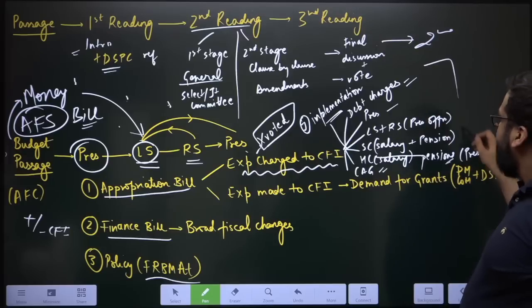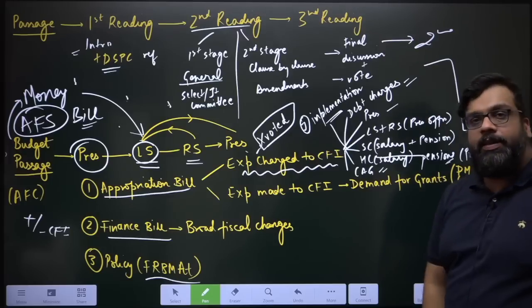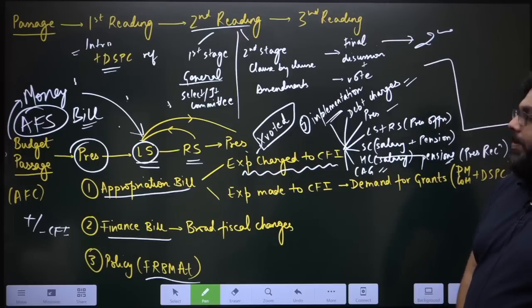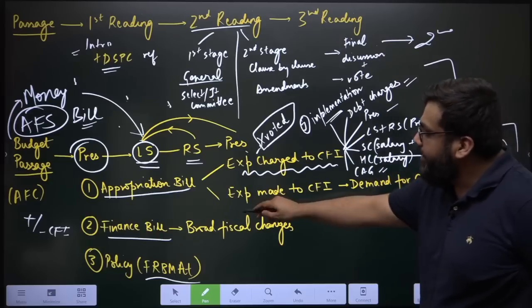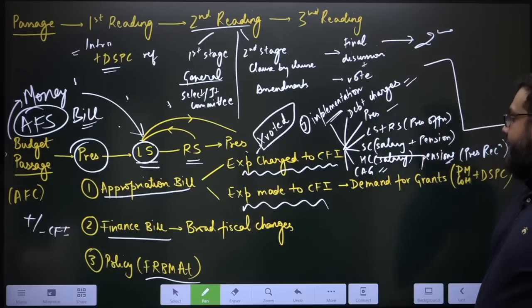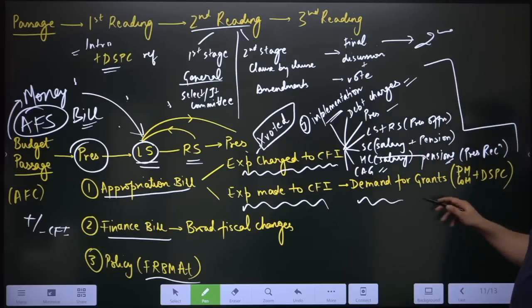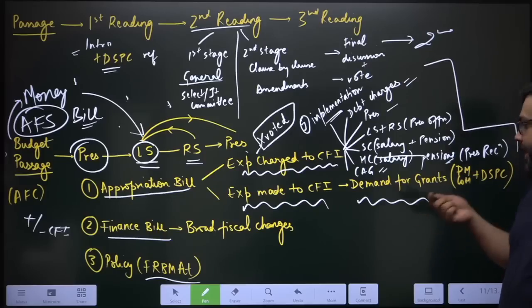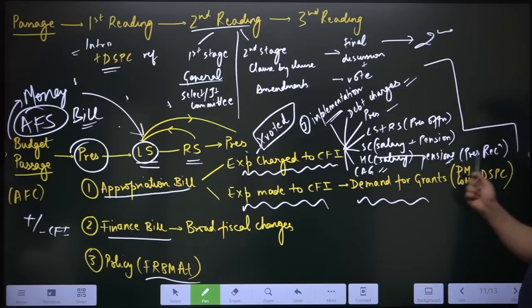This is essential for effective functioning of a democracy. Whatever money has to be spent, whether you like it or not. This is where the variation lies. This is where the demand for grants are made. This is nothing but the amount of money which is given to ministries and departments. The amount is pre-decided. The ministries sit with the departmental committees. They sit with the standing committees.